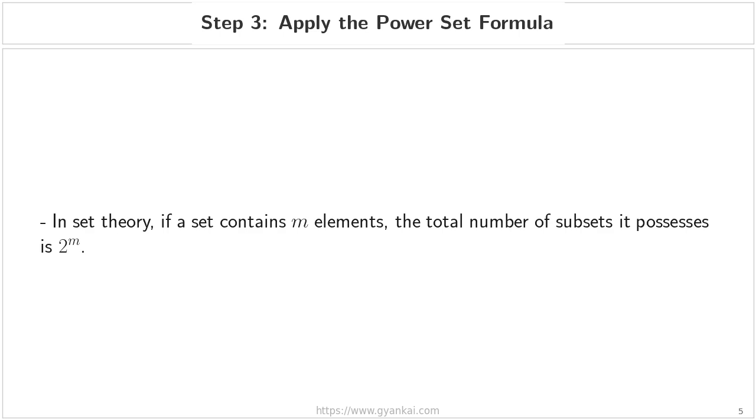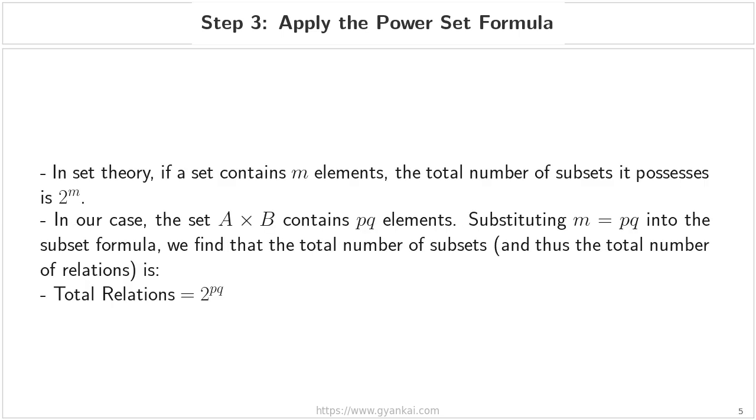Step 3. Apply the power set formula. Recall from our study of set theory that if you have a set containing m elements, the total number of possible subsets you can form from that set is 2 raised to the power of m. In our specific problem, we aren't just looking at any random set. We are looking at the Cartesian product, A cross B, which we just calculated in the previous slide to have p times q elements. So, to find our answer, we simply substitute p times q for m in our subset formula.